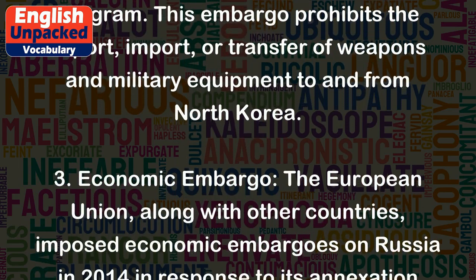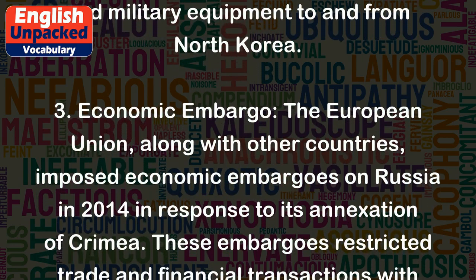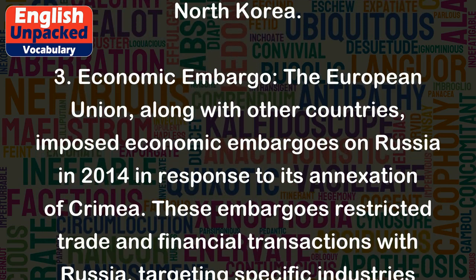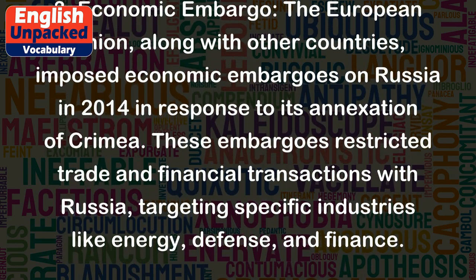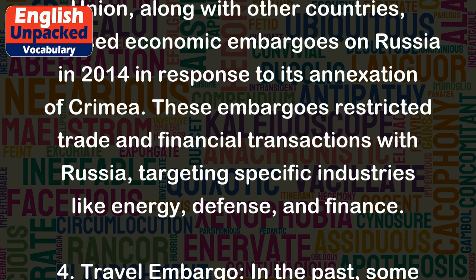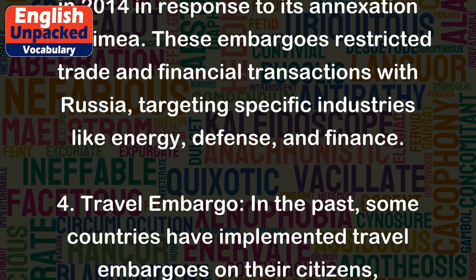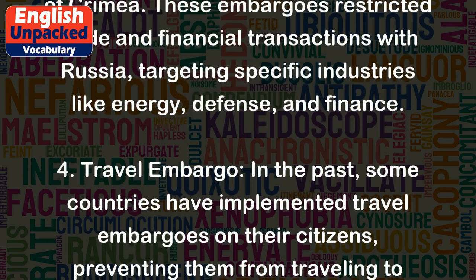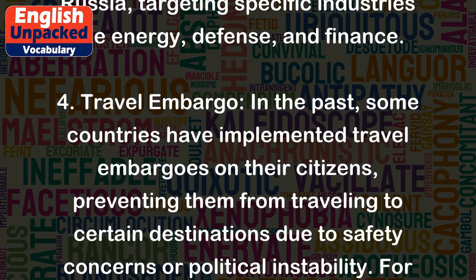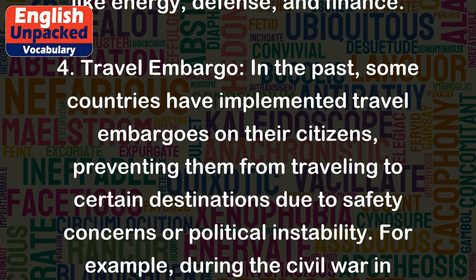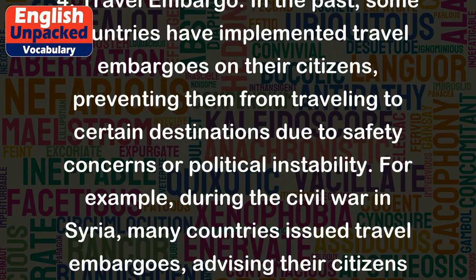3. Economic embargo. The European Union, along with other countries, imposed economic embargoes on Russia in 2014 in response to its annexation of Crimea. These embargoes restricted trade and financial transactions with Russia, targeting specific industries like energy, defense, and finance.